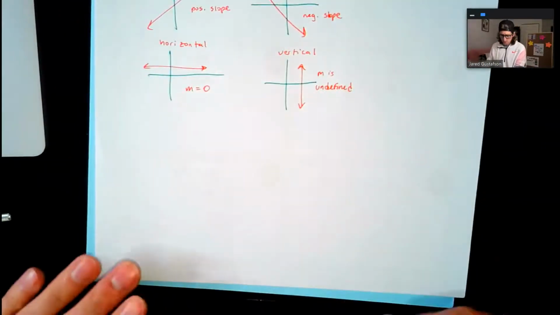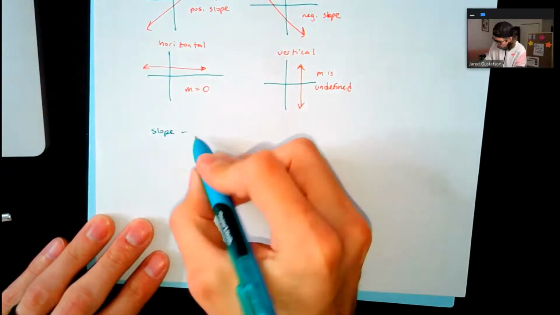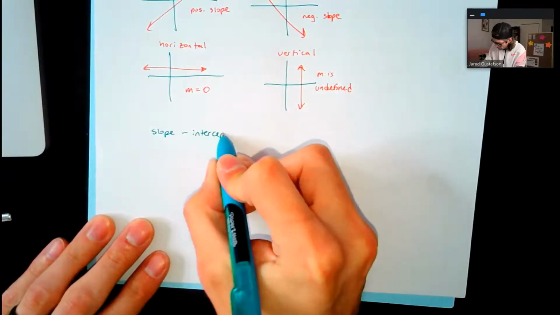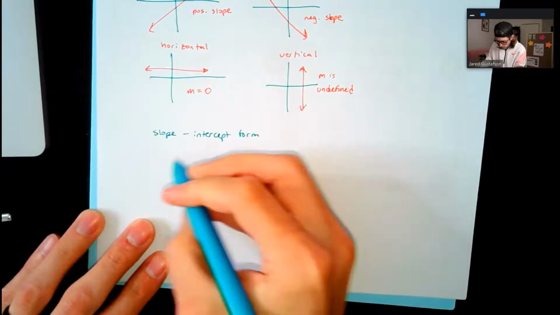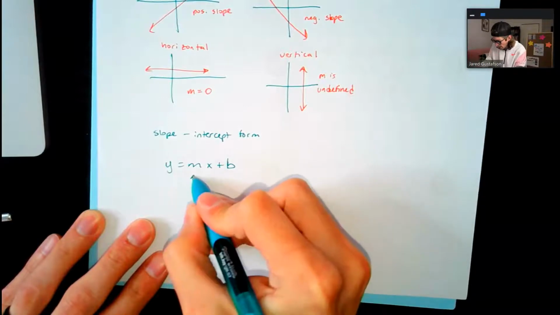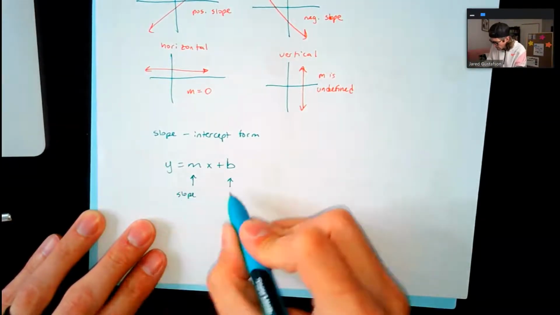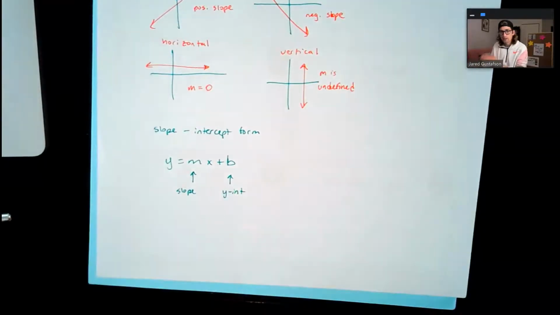Moving on to stuff I'm sure you are familiar with. Let's talk about our linear forms. We have our slope-intercept form. Y equals mx plus b. Why does it have its name? Because in this form we can readily see the slope and the y-intercept.